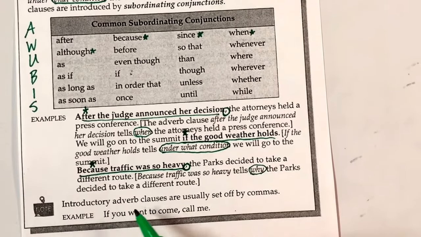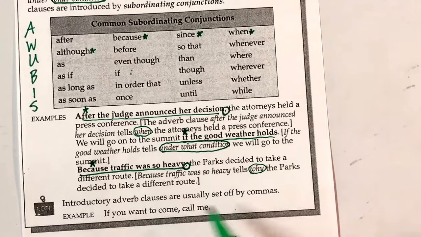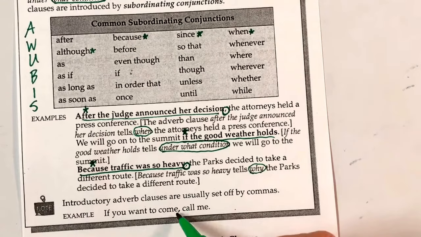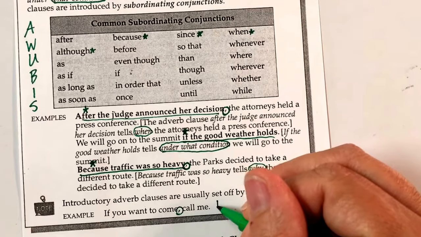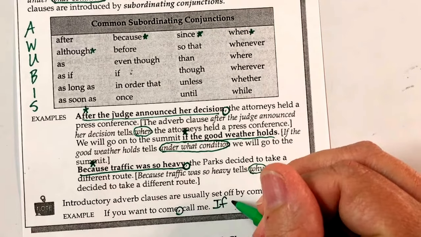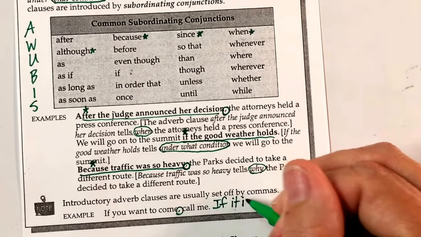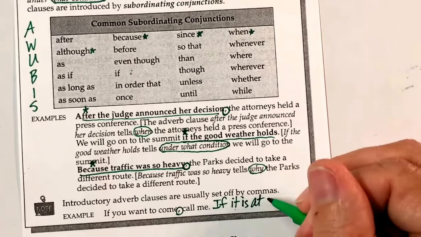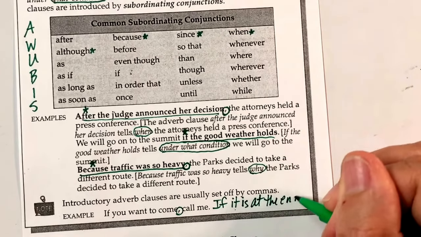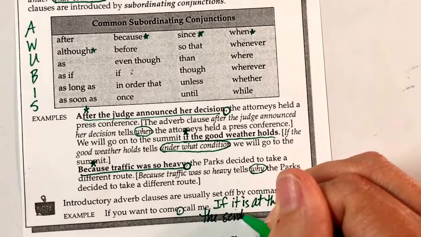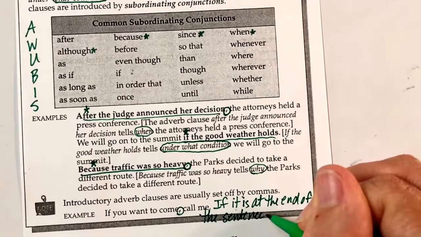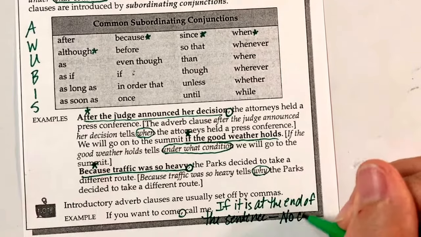Okay, so introductory adverb clauses are usually set off by commas. If you want to come, call me. But if it's at the end, let's write this down. If it is at the end of the sentence, no comma needed, okay?